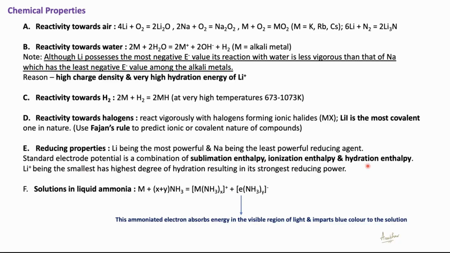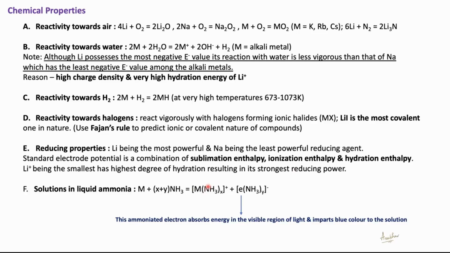The last topic is solutions in liquid ammonia. It is quite interesting. Whenever you dissolve an alkali metal in liquid ammonia, you will find a beautiful blue color in the solution. Whenever M, the alkali metal, is dissolved in some moles of ammonia solvent, you see M(NH3)x plus. The metal will be ammoniated because ammonia has a lone pair of electrons on the nitrogen atom.